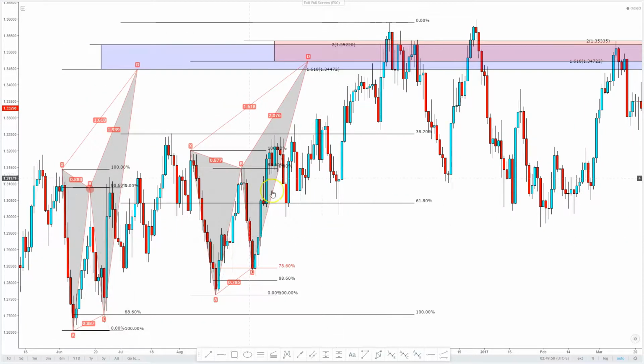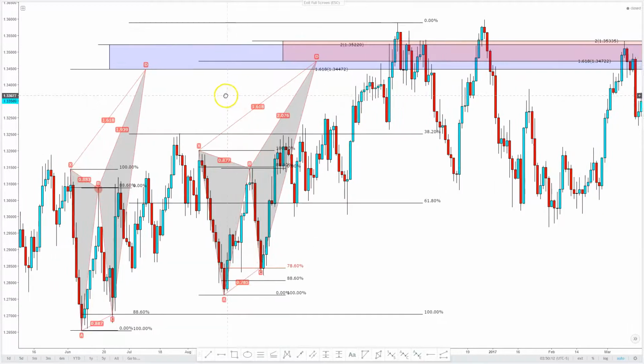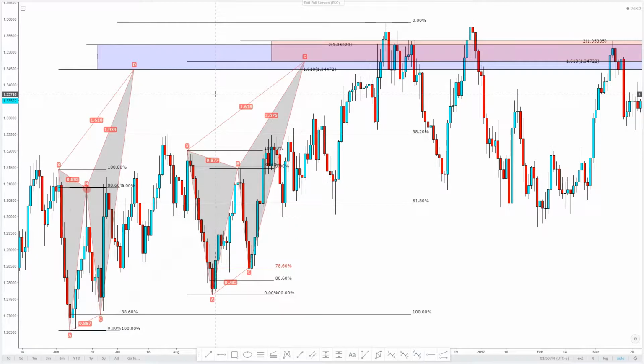Just get these in your mind: for deep crabs, remember, B points go all the way up to the 886, and we get our extension all the way to 1618 of the AXA. Very, very simple. Hope you understand that part. So let's go on to a normal crab. These were bearish deep crabs. Let's go to a normal crab on another pair.